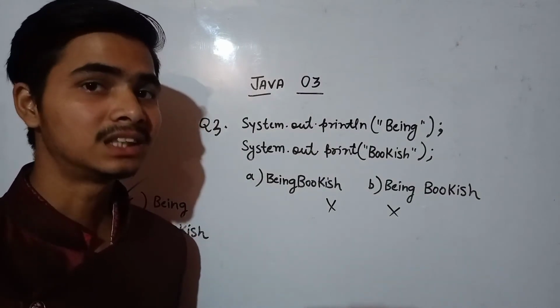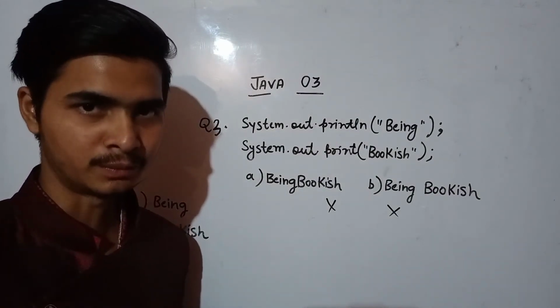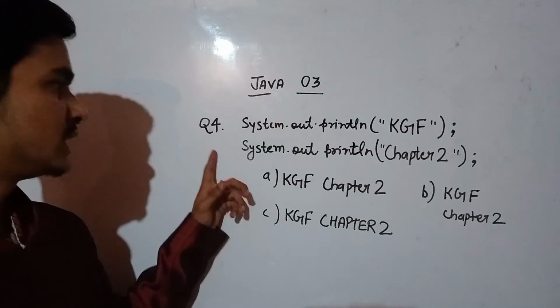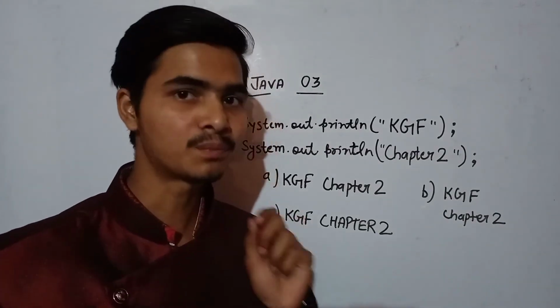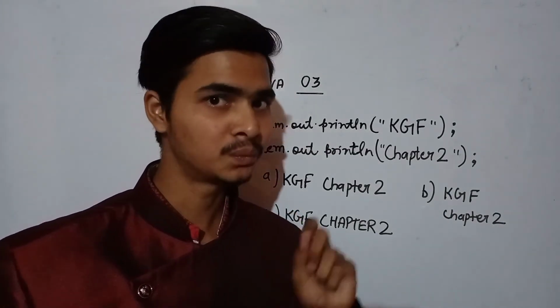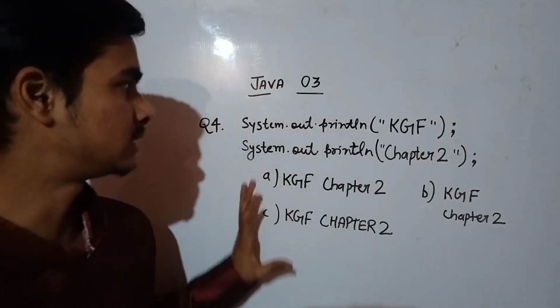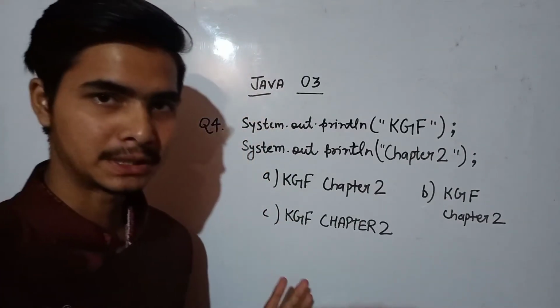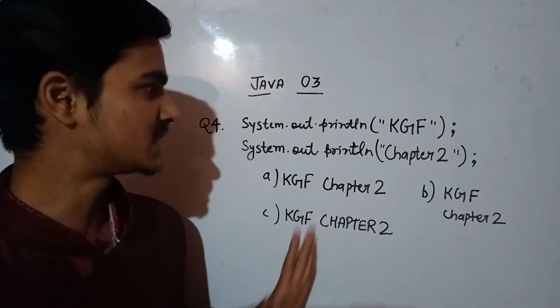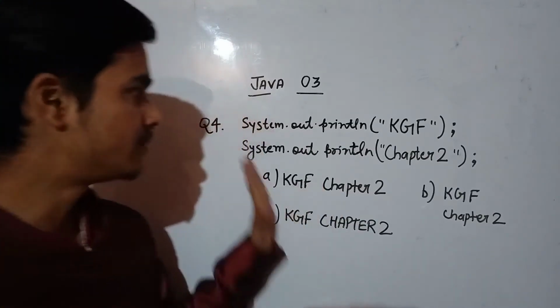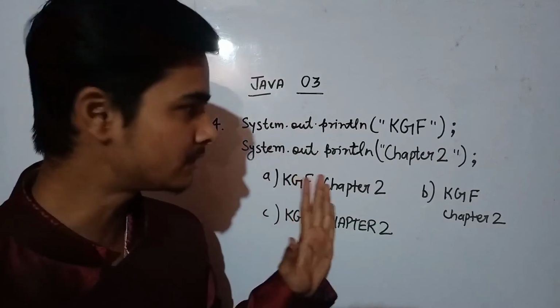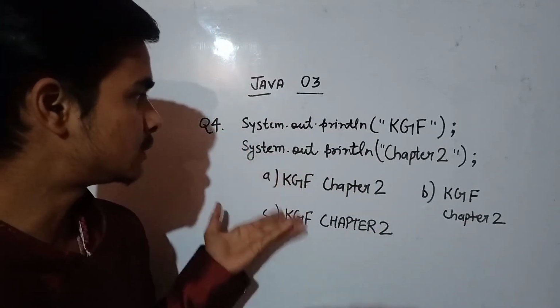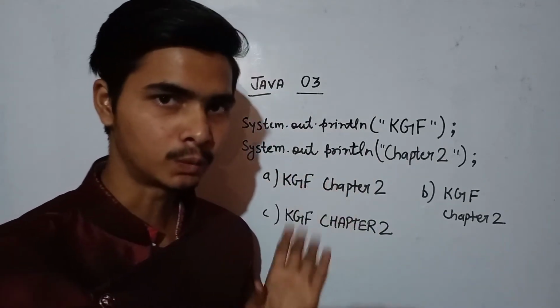Okay, now see the last question of the video. So this is the fourth question, an important question also. Why? First of all, give me the answer: what is going to be the output of these statements? Okay, this is KGF chapter 2. I have written System.out.println KGF. Now in the second line, System.out.println chapter 2.